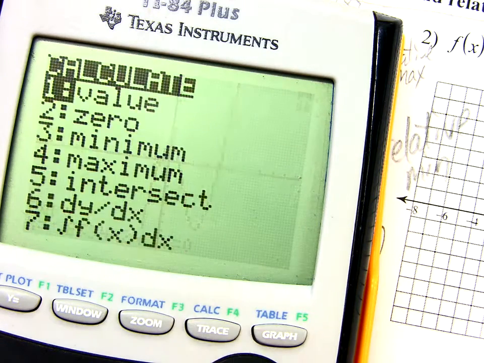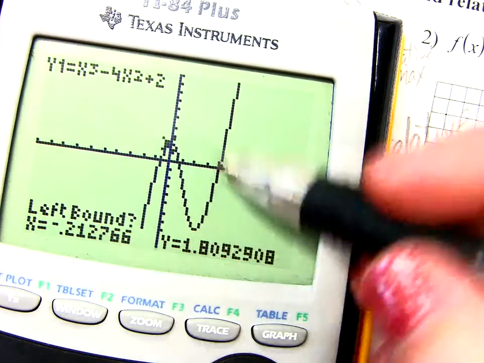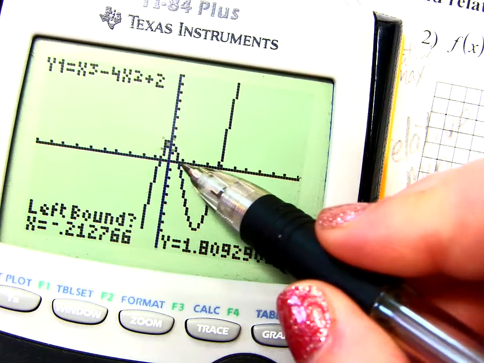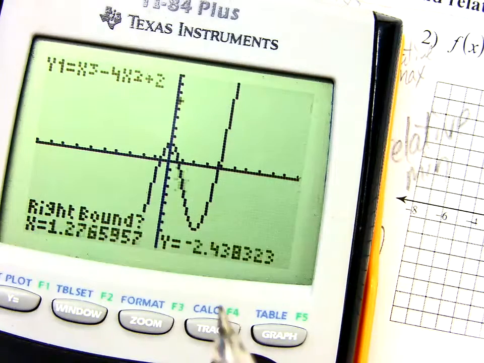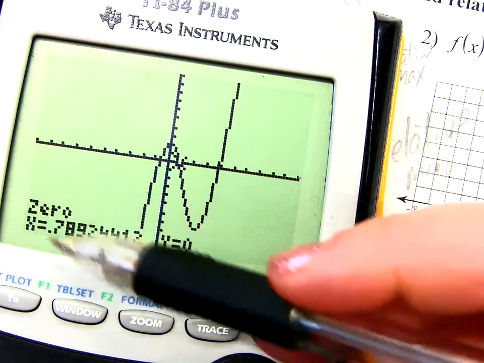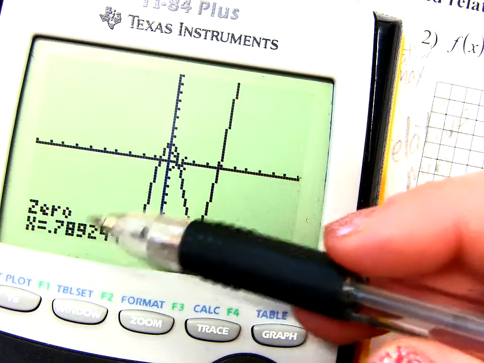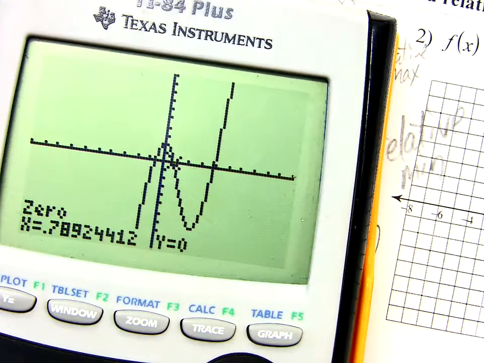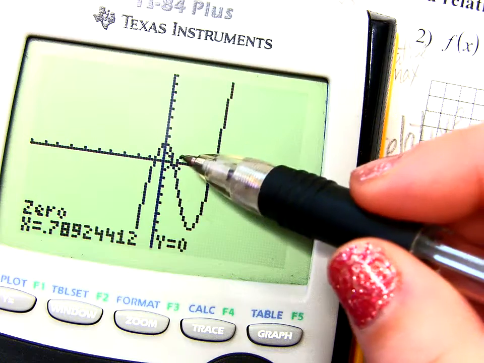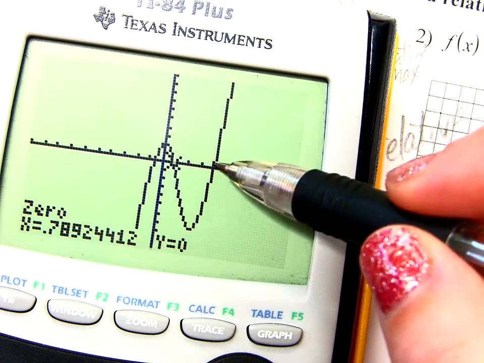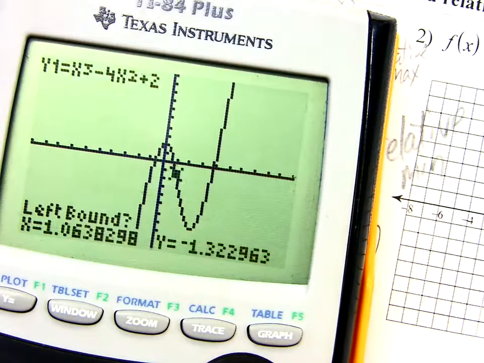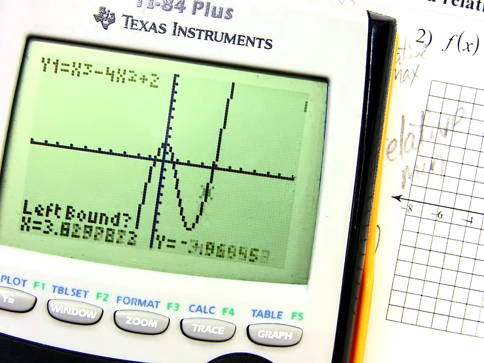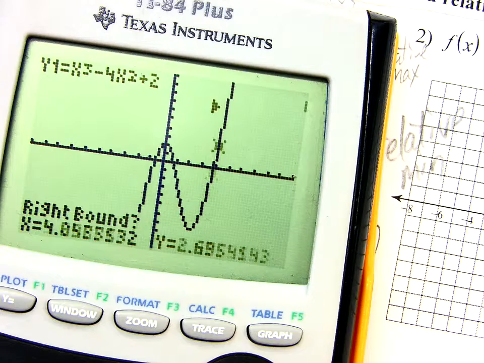The next one, second calc, choose choice 2. It looks like it's a little bit before 1, right? So go to the left of it, go to the right of it, hit enter. Yeah, I get 0.79. Did you? Yeah. And I have one more, which looks like it's at like 1, 2, 3, just shy of 4. Second calc, choose choice 2. Bring your blinky guy over there. Go to the left, go to the right.